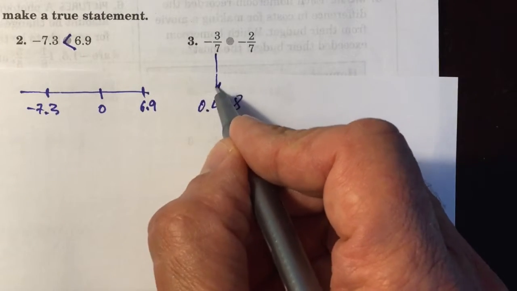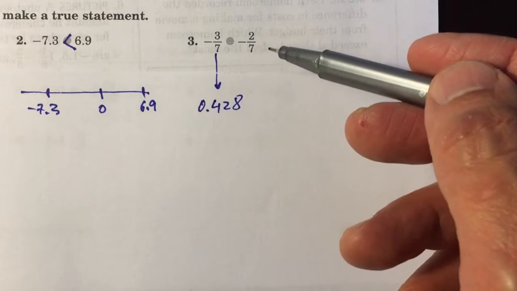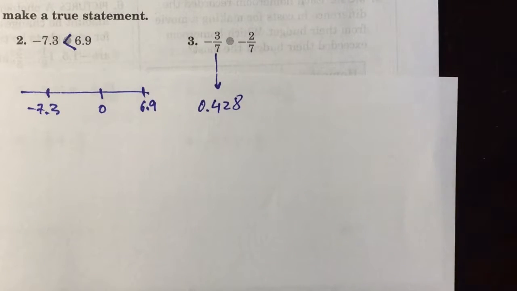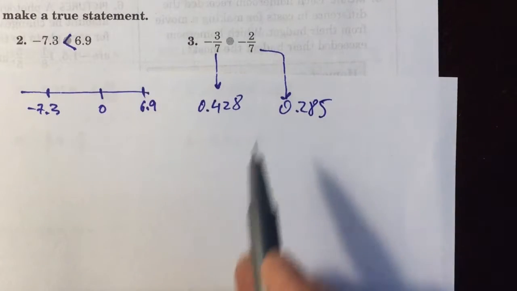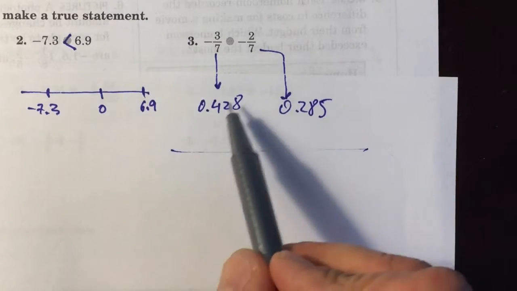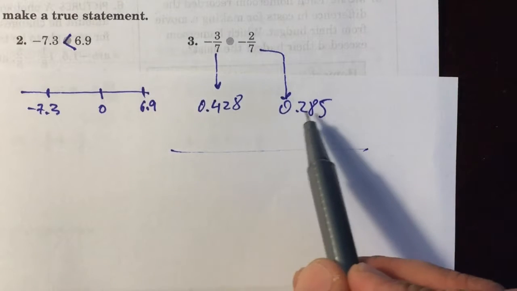0.428. This is this one, okay? We compare that with 2 divided by 7. 2 divided by 7 is going to be 0.285. So how do you compare this on the number line? Which one is bigger, 0.428 or 0.285?